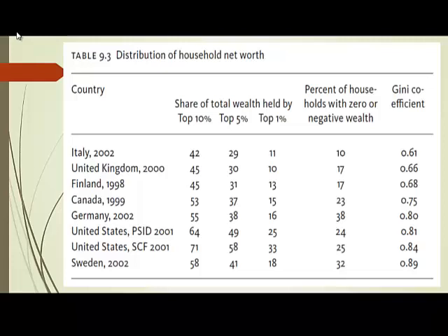Okay, so now one more thing that is important is that there are two different dimensions. One is the income dimension, and the other is the wealth dimension. How much assets do people have? So usually there is a lot of inequality in income, but even more inequality in wealth. So these are some figures about the inequality in wealth.